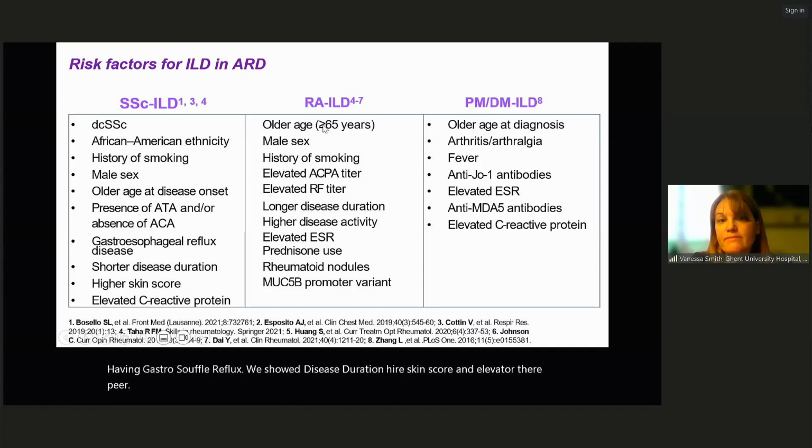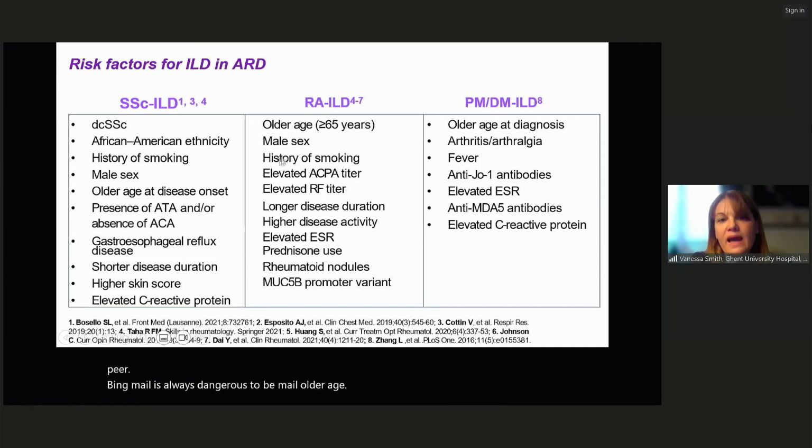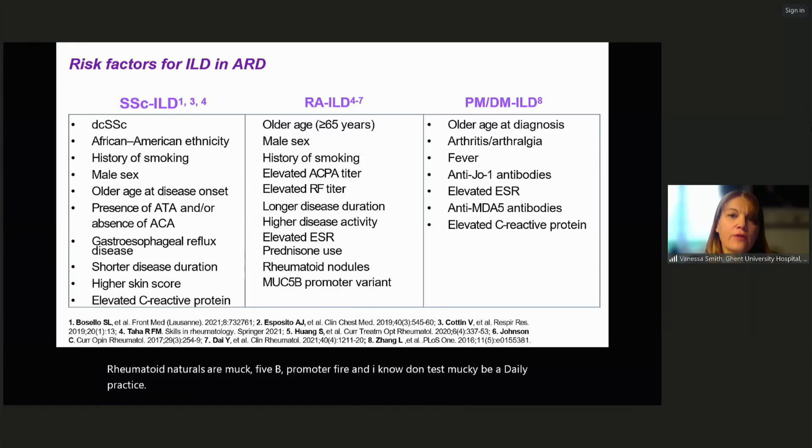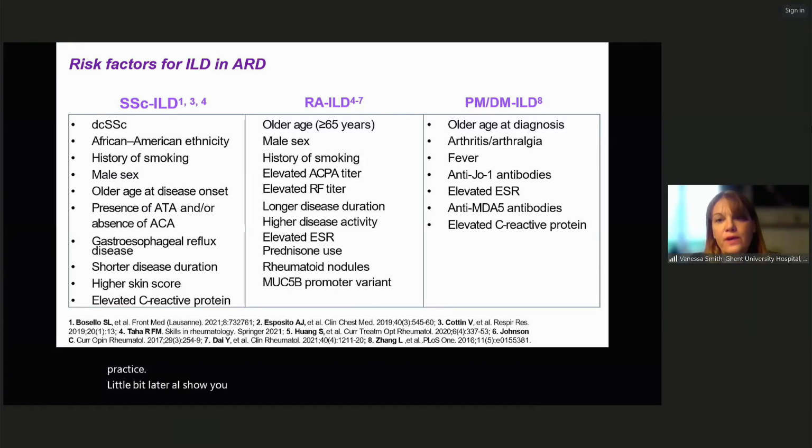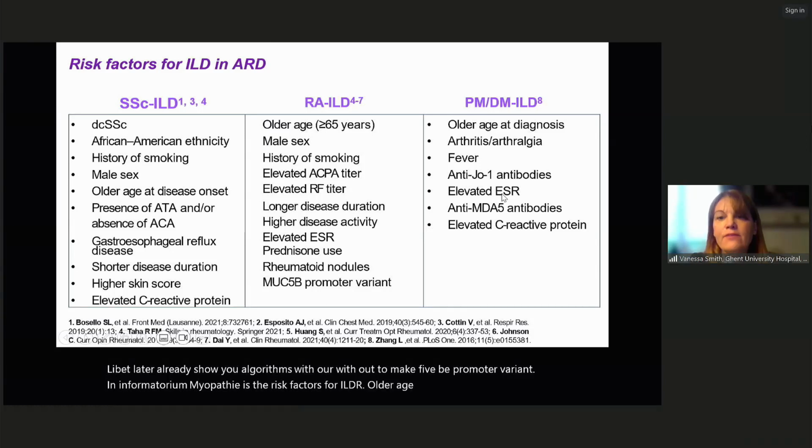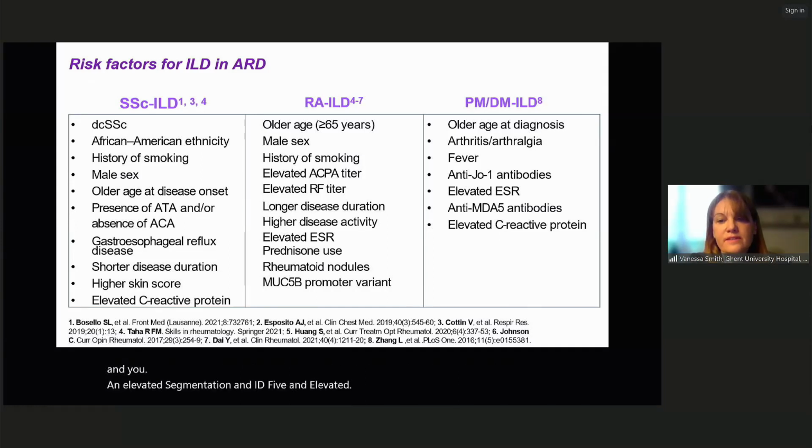In RA, the risk factors are again being male, it's always dangerous to be male, older age, history of smoking, elevated ACPA or rheumatoid factor, a longer disease duration, a higher disease activity, an elevated sedimentation rate, rheumatoid nodules, or the MUC5B promoter variant. I know we don't test MUC5B in daily practice. A little bit later, I'll show you algorithms with or without the MUC5B promoter variant. In inflammatory myopathies, the risk factors for ILD are older age at diagnosis, arthritis, fever, anti-Jo-1, an elevated sedimentation rate, anti-MDA5, and elevated CRP.